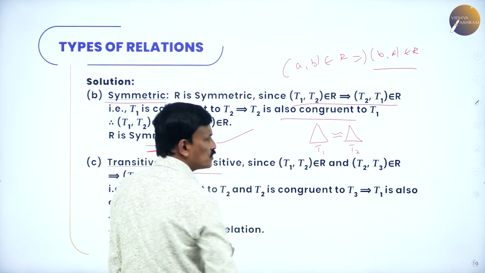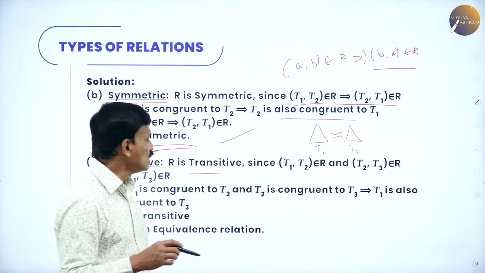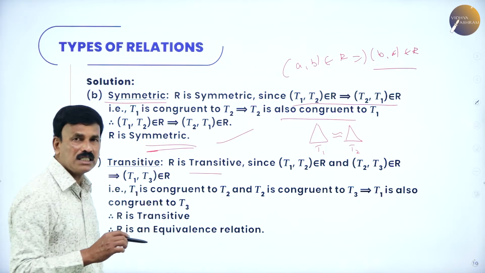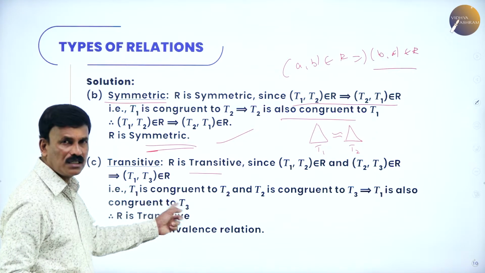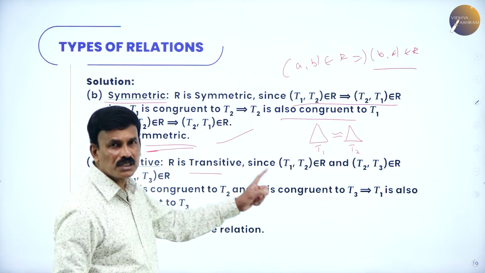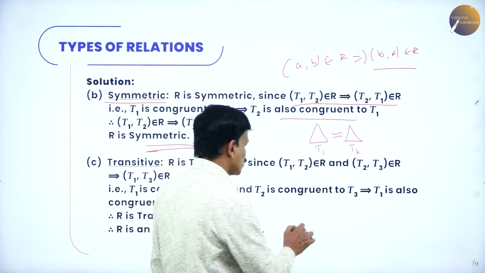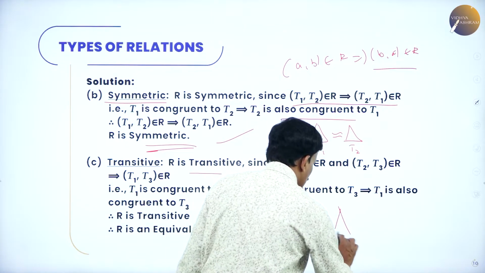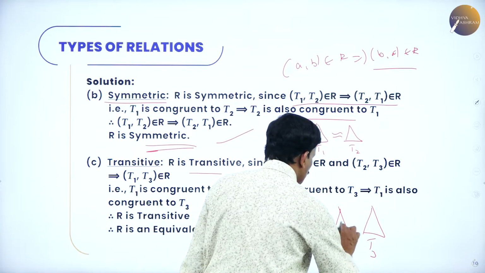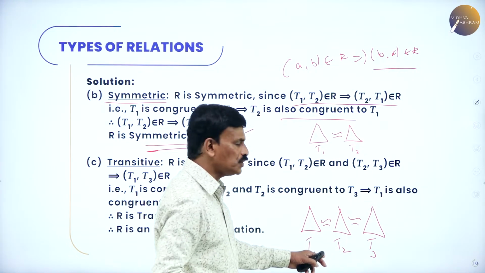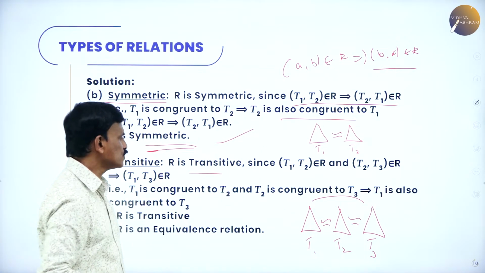If R is transitive, since (T1, T2) belongs to R and (T2, T3) belongs to R implies (T1, T3) also belongs to R. That means if the first triangle T1 is congruent to the second triangle T2, and T2 is congruent to the third triangle T3, which implies the first triangle is also congruent to the third triangle. Suppose these are the three triangles T1, T2 and T3. If T1 is congruent to T2 and T2 is congruent to T3, implies triangle T1 is also congruent to T3.